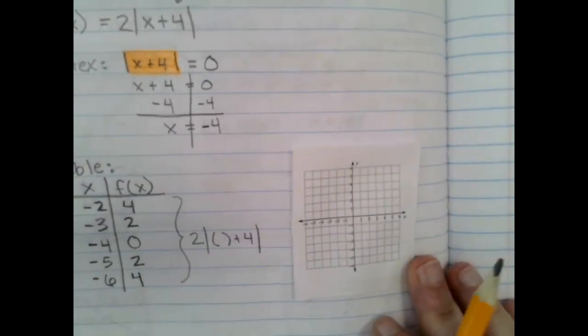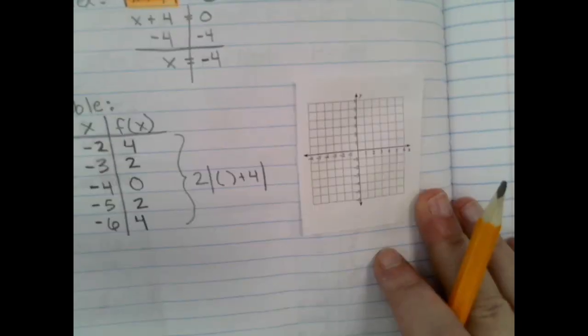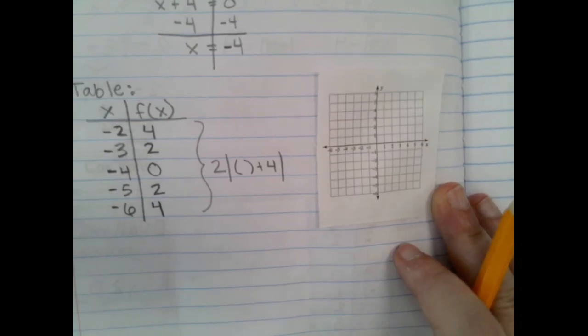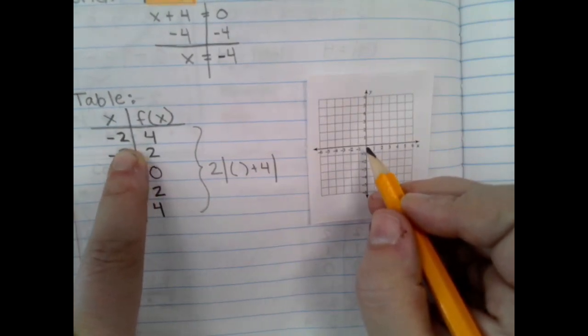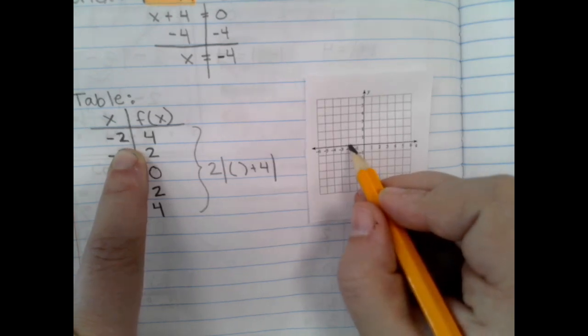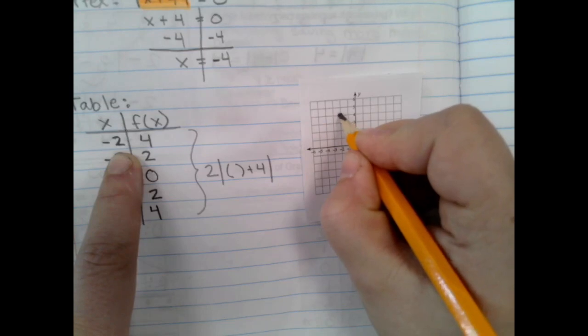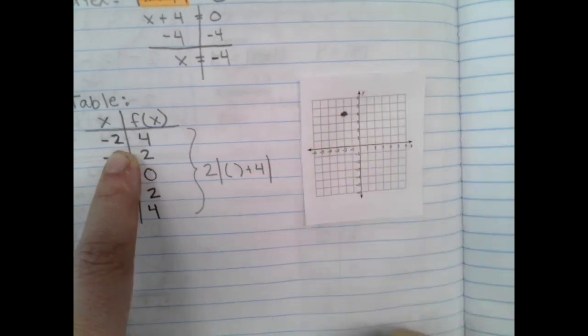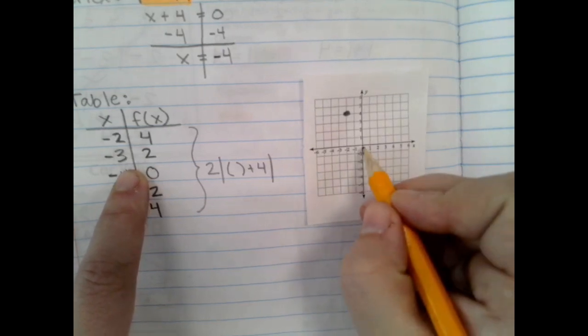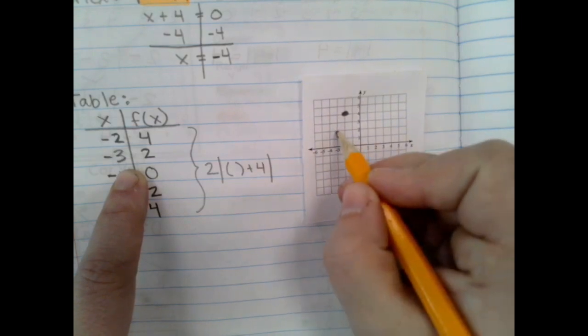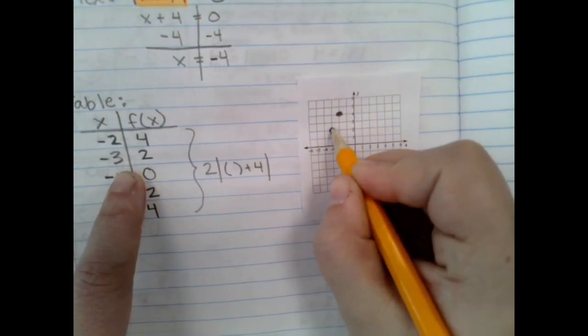All right, so as we look at those points, we're plotting those points. We have negative 2, 4. So from our origin, how are we going to go to negative 2, 4? Two left, and then up 4. You got it. Negative 3, 2. Left 3, up 2. Good. Zach, you got that up 2 part.